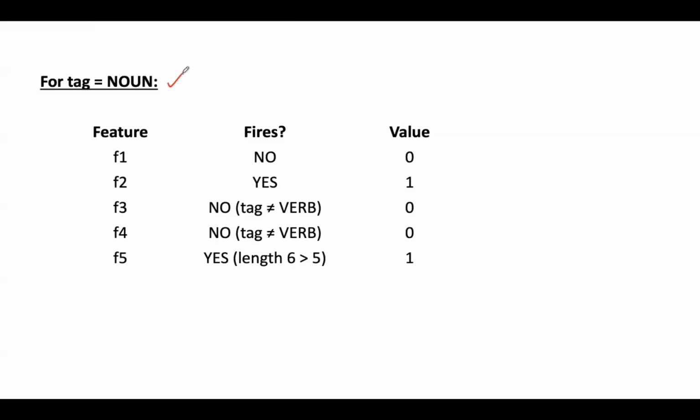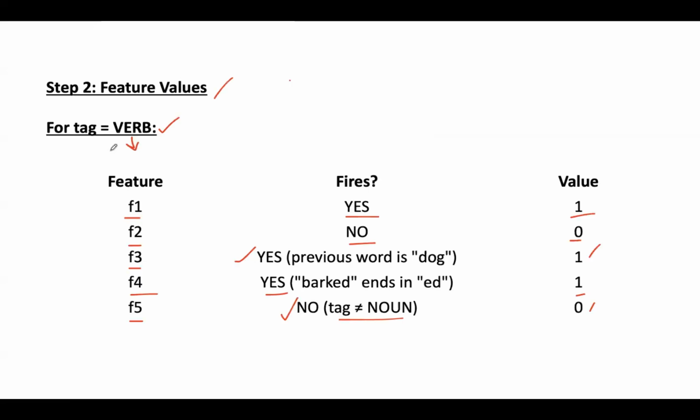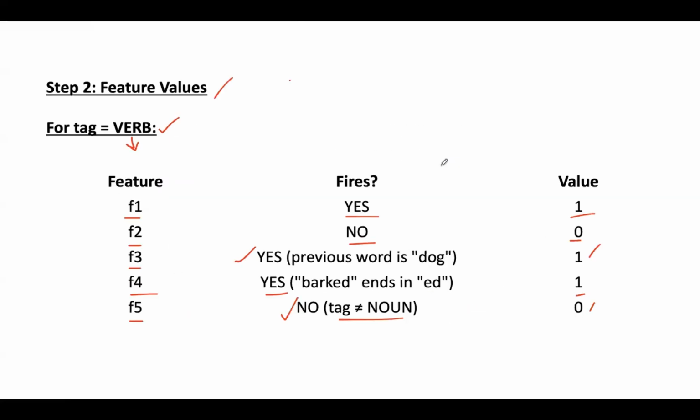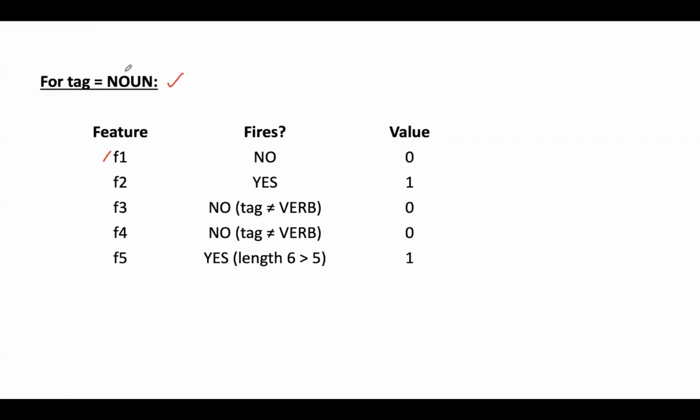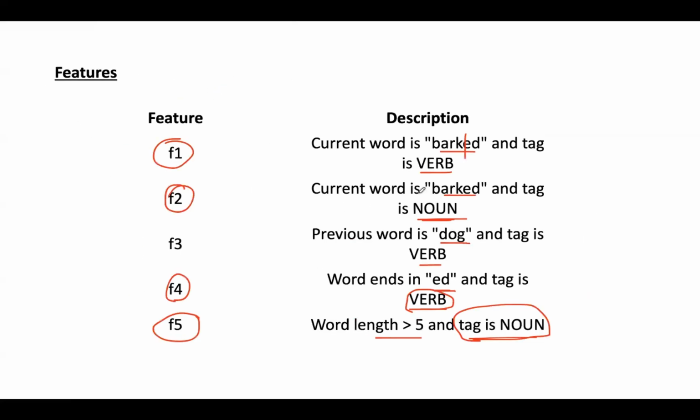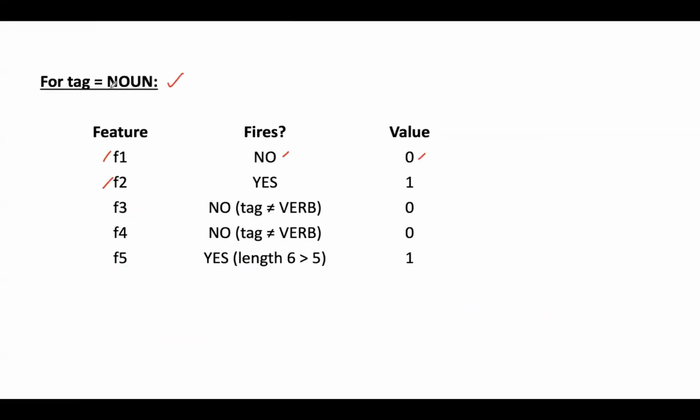Then take the second possibility, say the tag is noun. In that case, move to the first feature. So what is our F1? We are assuming the tag assigned to this is verb, but here we are taking noun. So it won't fire and the value 0 will be assigned. Whereas for the second one, we assume that the tag assigned to this word is noun, and here also we are considering noun only.